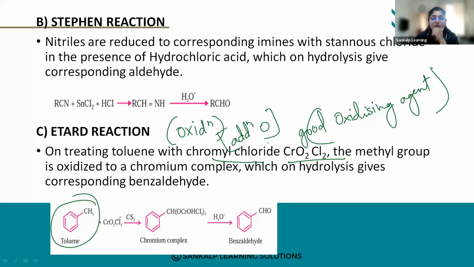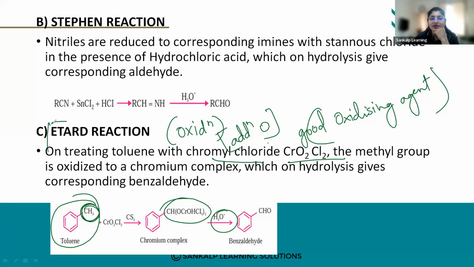What is the formula of chromyl chloride? CrO2Cl2. So we are treating toluene with chromyl chloride, that is CrO2Cl2. The methyl group is oxidized and converted into a chromium complex. This chromium complex further undergoes hydrolysis to give benzaldehyde. So this is another oxidation reaction.